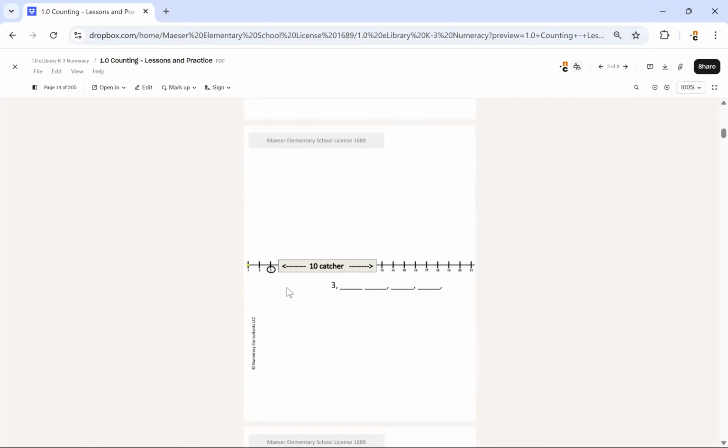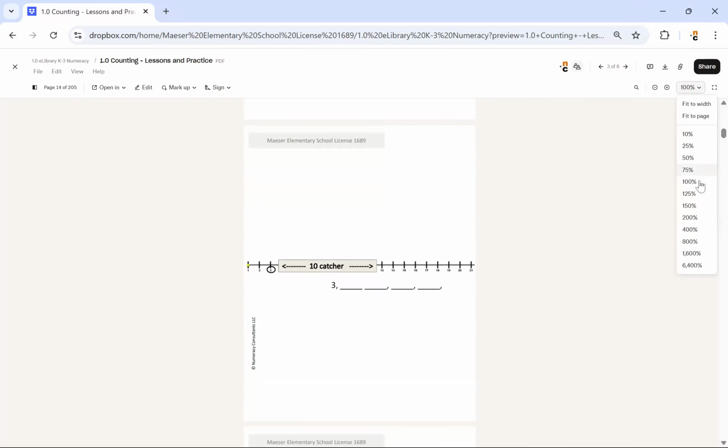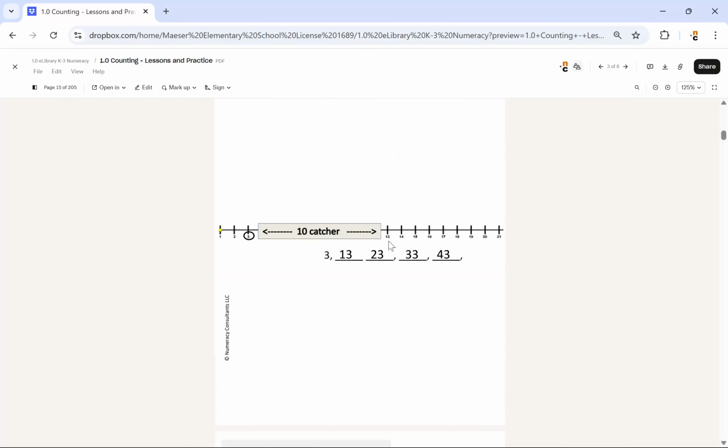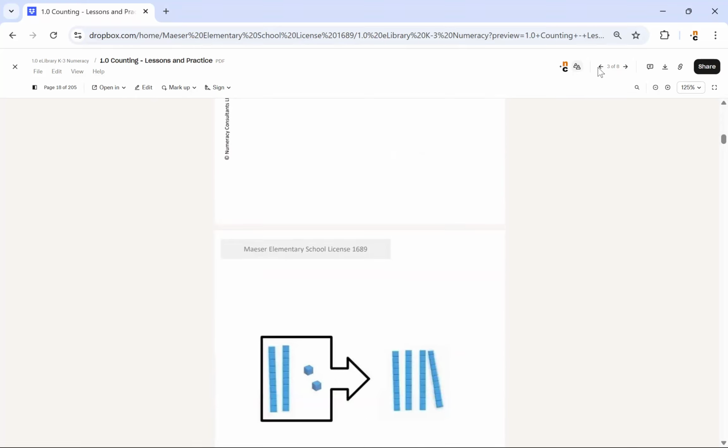For this one, okay, we're starting at 3 and we're going to count by tens, and we have that 10 catcher right there. Let me zoom in a little bit. So we would go through it: 3, then 13, 23, 33. This is what this is designed to do. It's additional practice that you'll be able to do on areas for whatever you're working on.